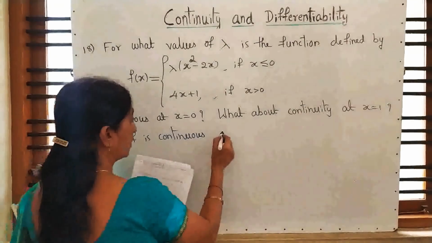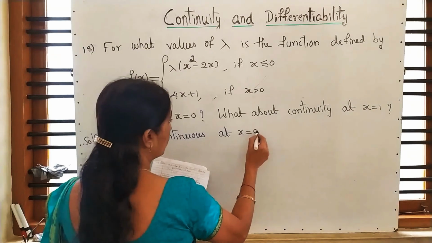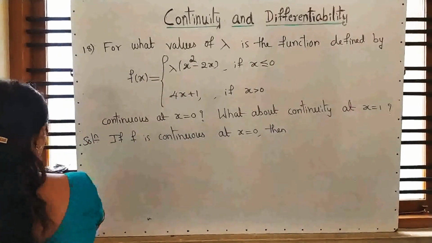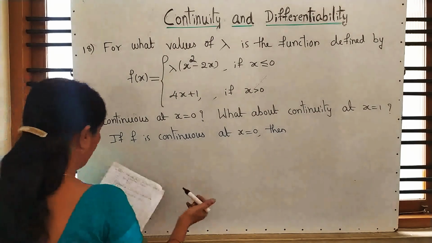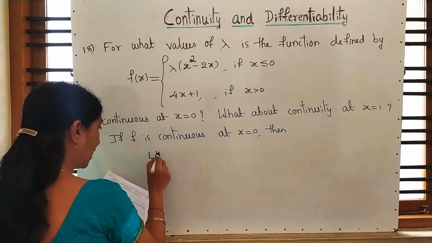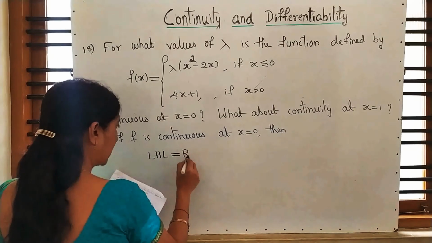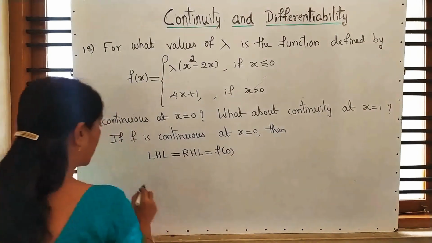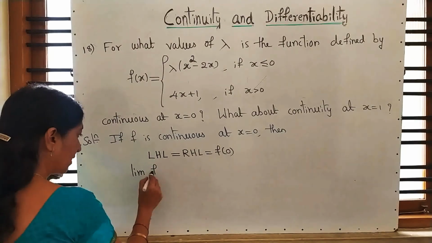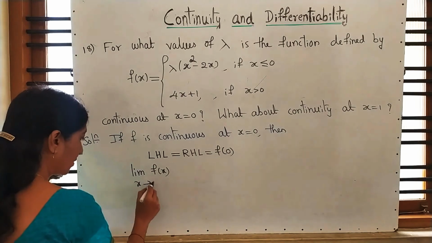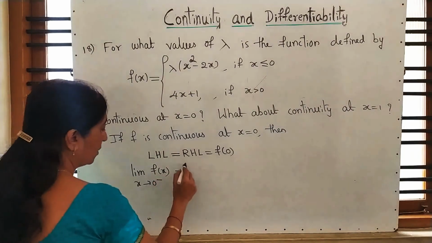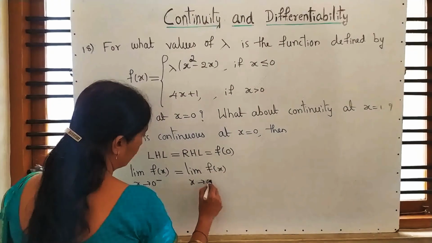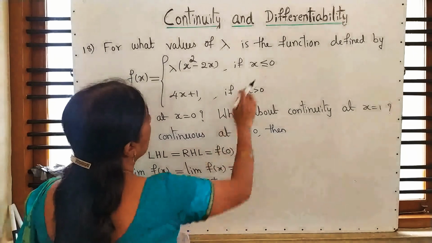f is continuous at x is equal to 0, then what should you write? If it is continuous at x is equal to 0, you know that we have to write its left hand limit is equal to right hand limit is equal to f of 0. So how are you writing it? Limit f of x as x tends to 0 minus is equal to limit f of x as x tends to 0 plus is equal to f of 0.